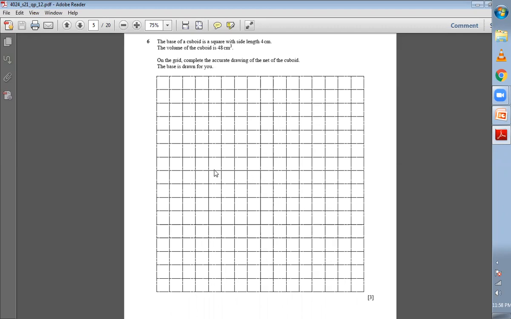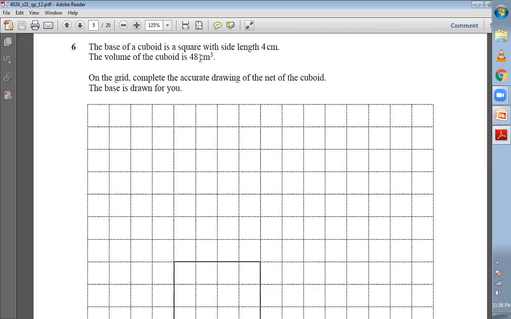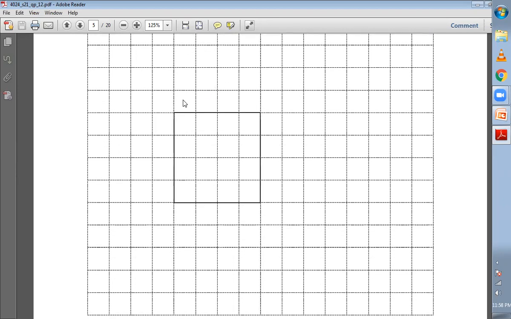The base is drawn already. We have a base here, which I don't think is visible, but if I increase the size, then it is visible. You see there the base is shown, 4 squares like this, 4 squares like this. This is the base, and the volume is 48. Let me show you how we do this.